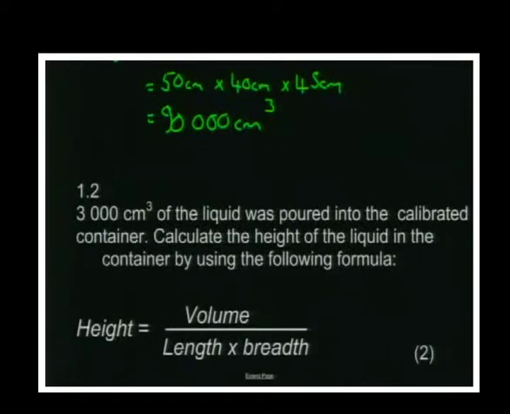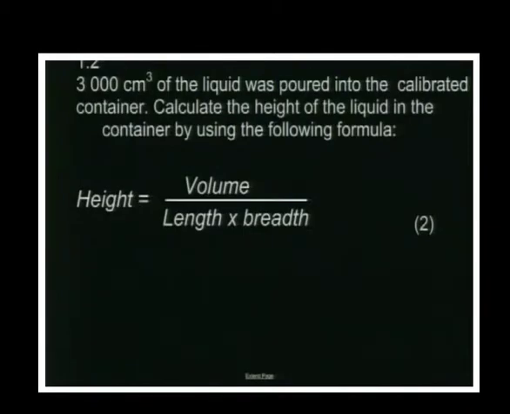Again, our examiner, wonderful person, gives us the formula. Tells us height equals volume divided by the length times the breadth. So looking at that, you write the formula, height equals volume divided by length times the breadth, and away we go. What was our volume? It was 3,000 centimeters cubed divided by, what is the length?